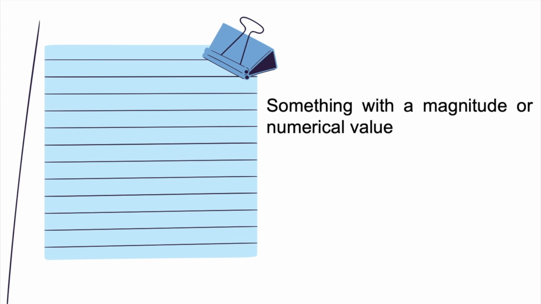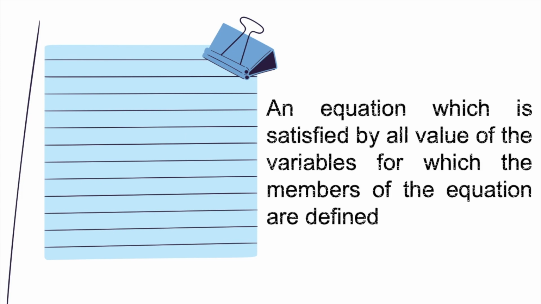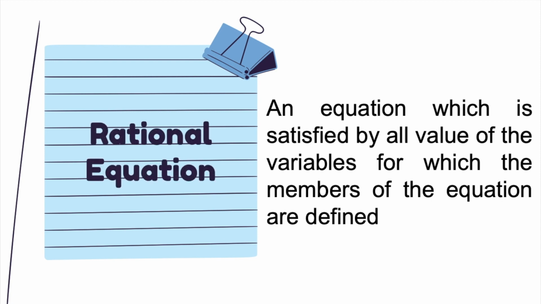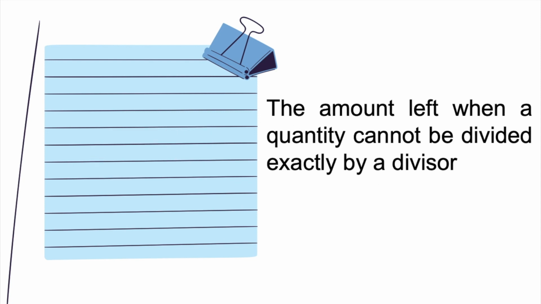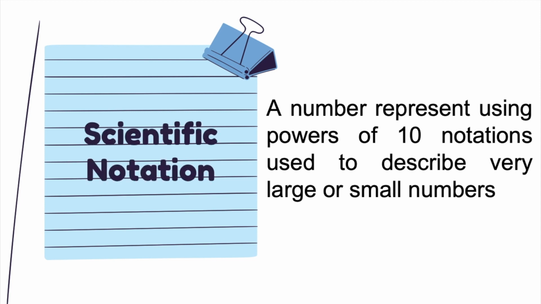Something with a magnitude or numerical value. Quantity. A segment from the center to a point of the circle. Radius. An equation which is satisfied by all values of the variables for which the members of the equation are defined. Rational equation. The amount left when a quantity cannot be divided exactly by a divisor. Remainder. A number represented using powers of 10 notation, used to describe very large or small numbers. Scientific notation.